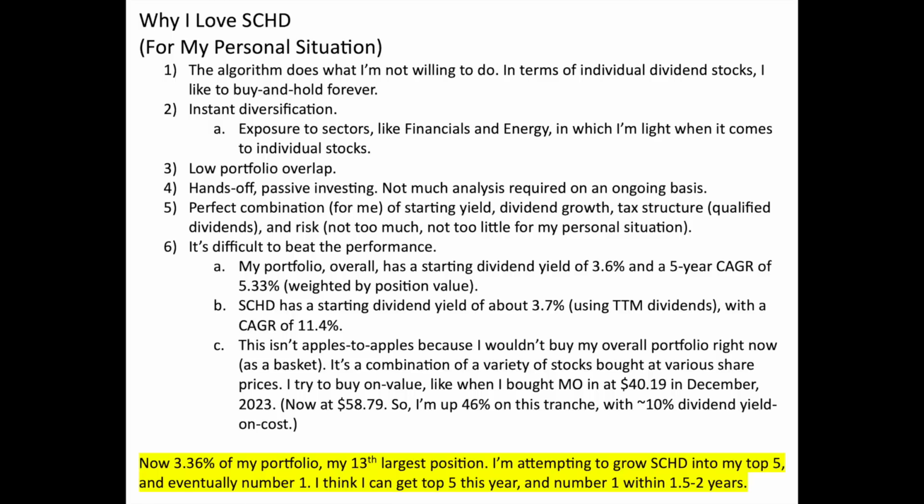Many of you remember I made one of the largest stock trades of my life back in December of 2023. I bought a lot of Altria at $40.19. It was on sale. Well, hey, now it's at $58.79, so I'm up 46% on that tranche in terms of capital appreciation, and I locked in a 10% yield on cost. The way I did that is not by just buying my overall portfolio as a basket all at one time. I did that by cherry picking Altria when it was on sale.